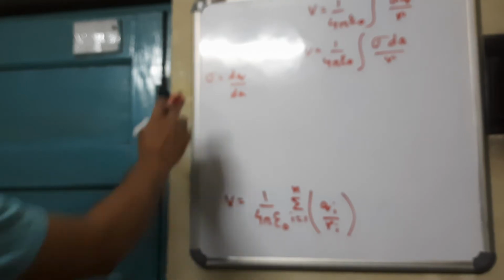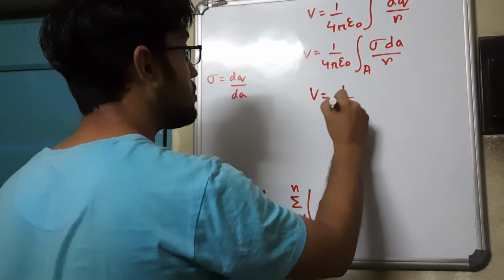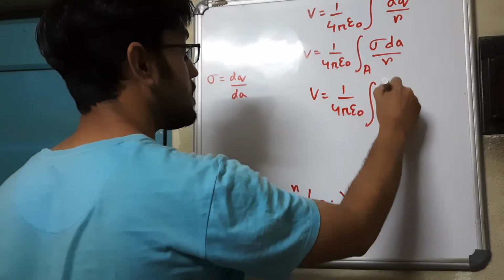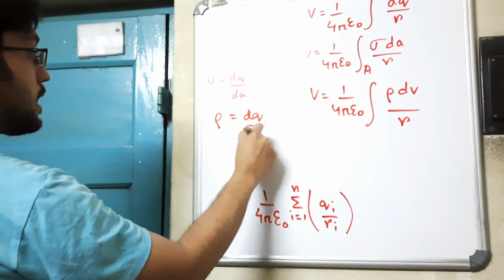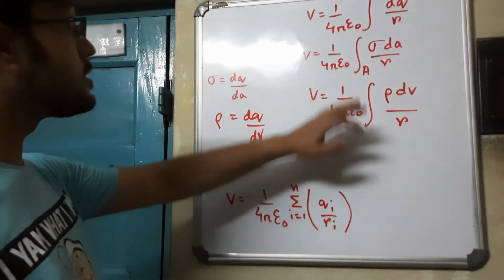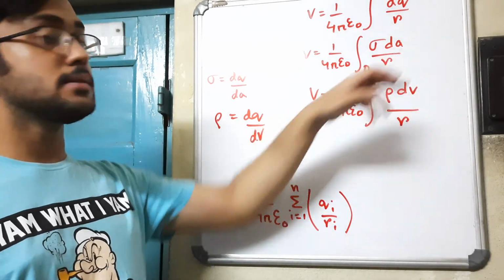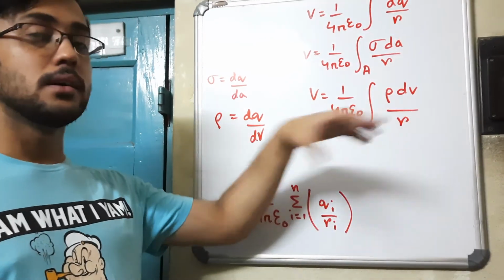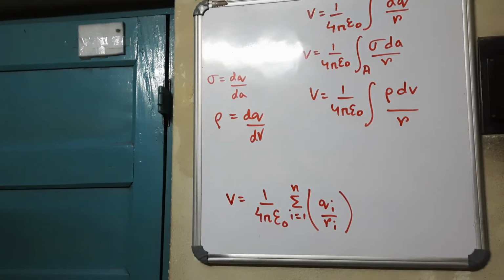So dq is sigma dA, and that is what we substitute here, and this will be integrated over the entire area. Similarly, potential due to a volume charge distribution will be equal to rho dV by r, where rho is the charge dq in a volume dV. So that is once again the expressions for the continuous charge distribution. So this is a discrete charge distribution, this is a continuous charge distribution which is linearly distributed, this is a continuous charge distribution distributed over an area, and this is distributed over a volume. And that is how we can find out the potentials for all these 3 different cases.